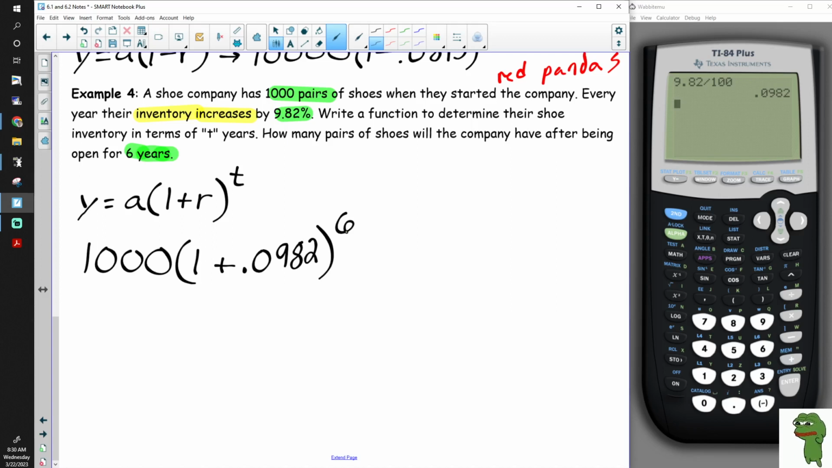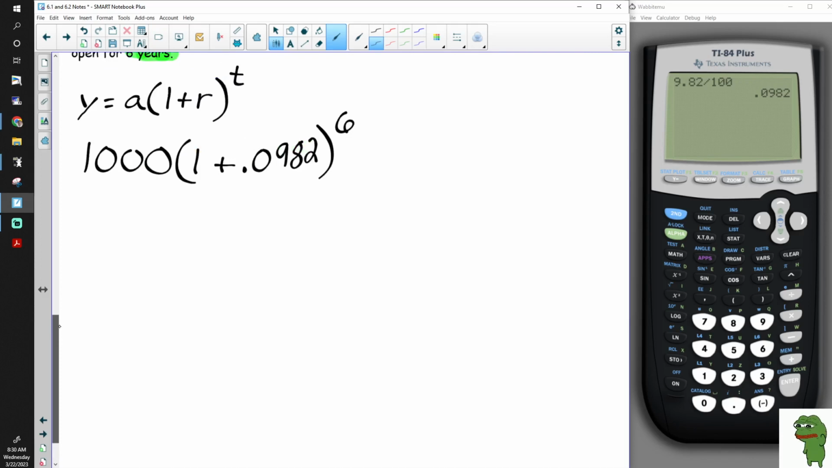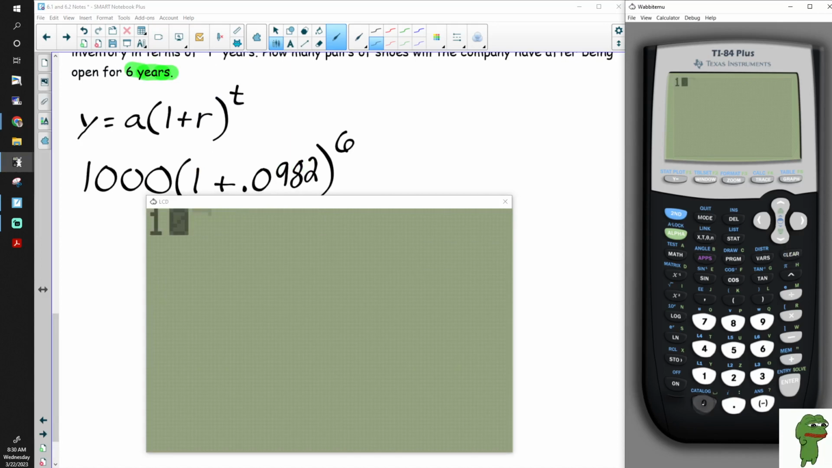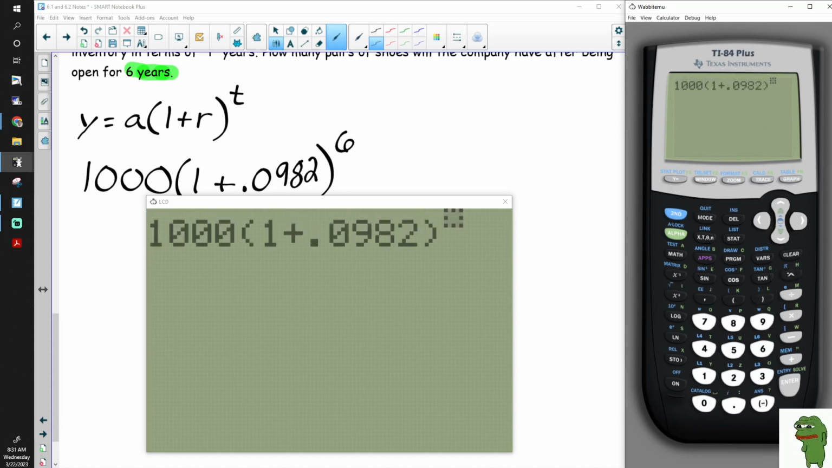All right, now we plug it in. I'm just moving the page up so we can see it in the calculator. Okay, make sure you know how to plug this in. 1,000 pairs of shoes. 1 plus the rate, 0.0982. To the power, we use the caret, of 6.